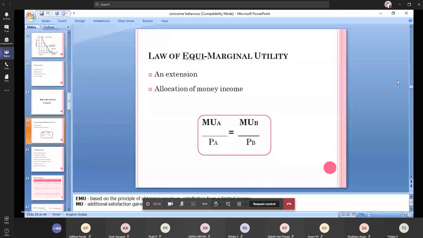Yes, ma'am. Okay, guys, thank you. So this is what was made as the introduction part of the equimarginal utility. So this was according to the author Marshall.